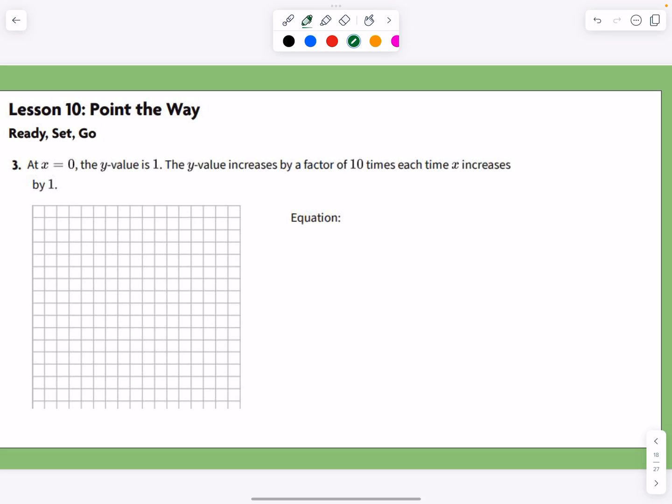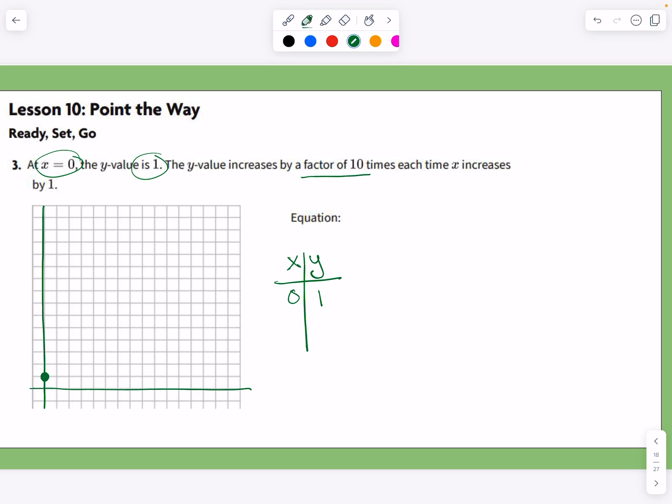Okay, number 3. Same kind of idea. We have a factor of 10, increasing by a factor of 10. So we're going to draw a line right here. Our first one is at 0, comma 1. So at 0, we're at 1 right there. So if I make myself a nice little table, we're at 0 and 1. We know we're increasing by a factor of 10 each time, which means I am multiplying by 10 every time. So when I go to 1, 1 times 10 is 10. When I go to 2, 10 times 10 is 100.